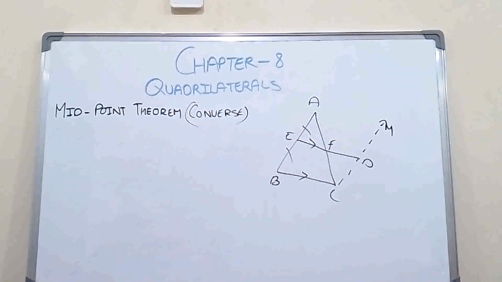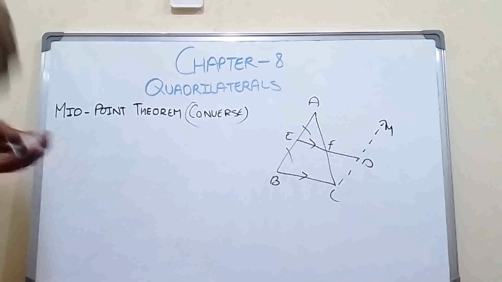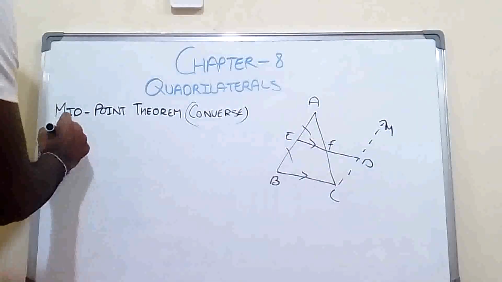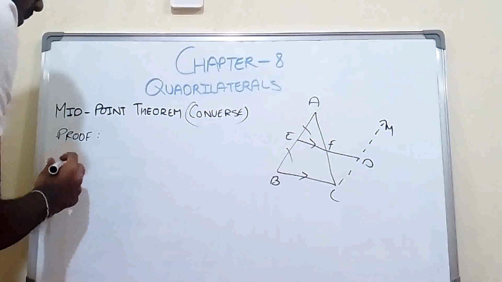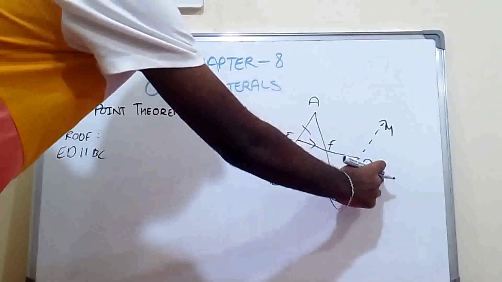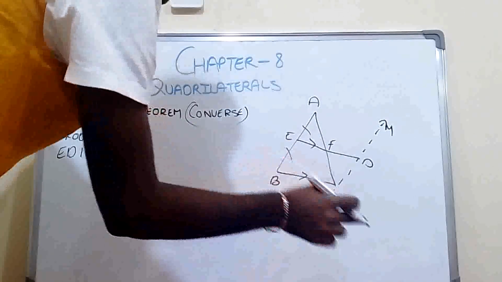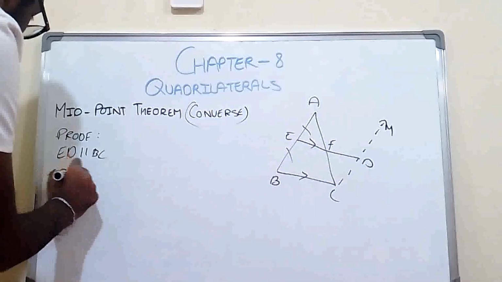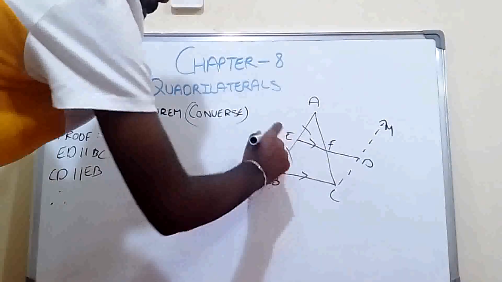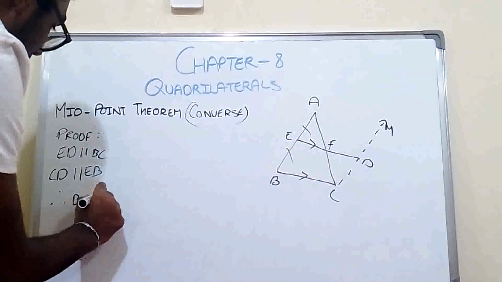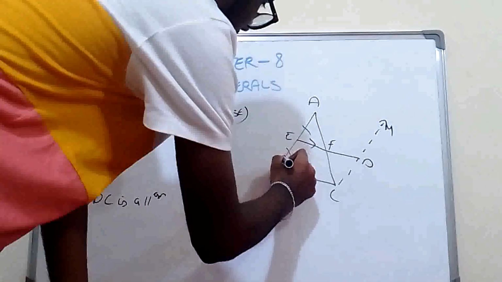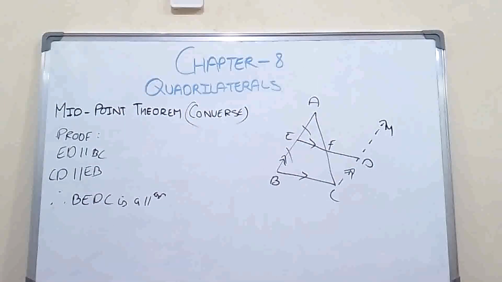So what to do next? Here we know that EF is parallel to BC, so ED is also parallel to BC, because it's given. Now we have constructed CM in such a way that it's parallel to AB. So again, CD will be parallel to EB. Therefore, BEDC is a parallelogram. Why? Because the opposite sides are parallel to each other. So we come to know that BEDC is a parallelogram.